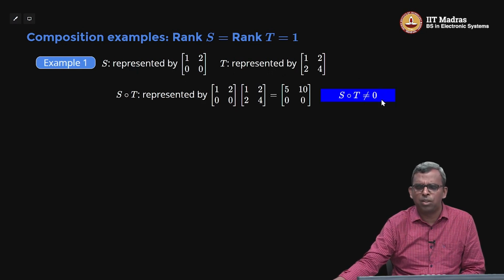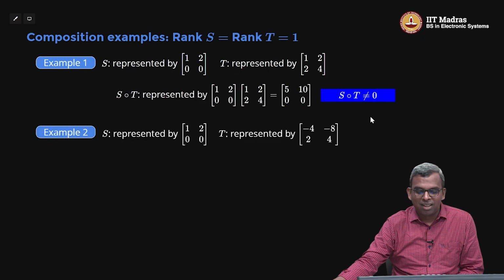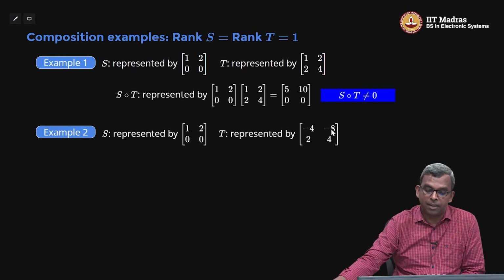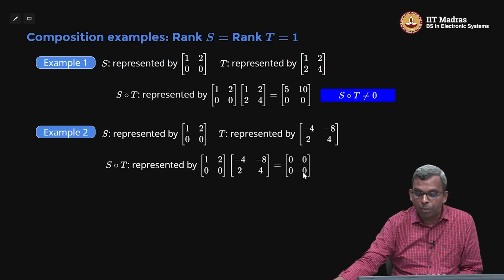So, here is a rank 1 case and a rank 1 case for S and T, and their composition is non-zero. You might say, okay, this is dull, boring. What is the big deal in this? Turns out, here is another example where S is represented by the same 1, 2, 0, 0 and T is represented by something else. I have cleverly picked this. You can see it is minus 4, minus 8, 2, 4. I have changed the 1, 2 to minus 4, minus 8. Now, notice what happens. Here is the surprise result. S composed T is represented by this product, and that product ends up being 0, 0, 0, 0. You can multiply and check if you do not believe me. 1, 2 times minus 2, 4 is 0. 1, 2 times minus 8, 4 is 0.